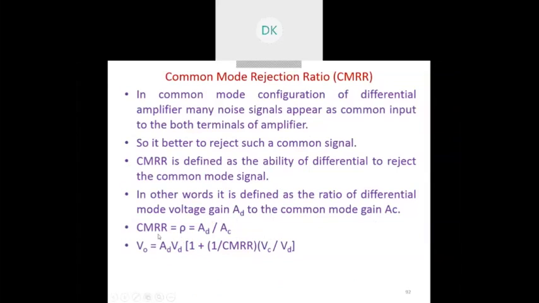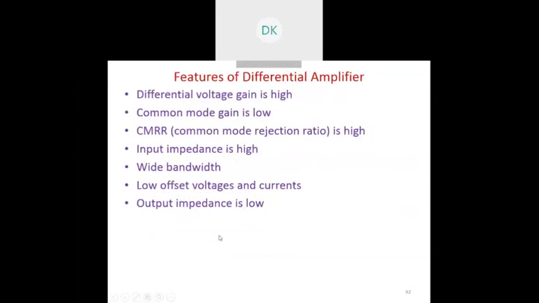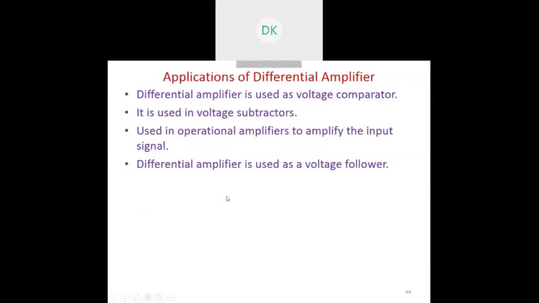So common mode rejection ratio, rho, equals Ad divided by Ac. What are the features of a differential amplifier? In a differential amplifier, the differential voltage gain will be very high, the common mode gain will be very low, the common mode rejection ratio is very high, high input impedance is available, bandwidth is wider, offset voltage and current are low, and output impedance is low.